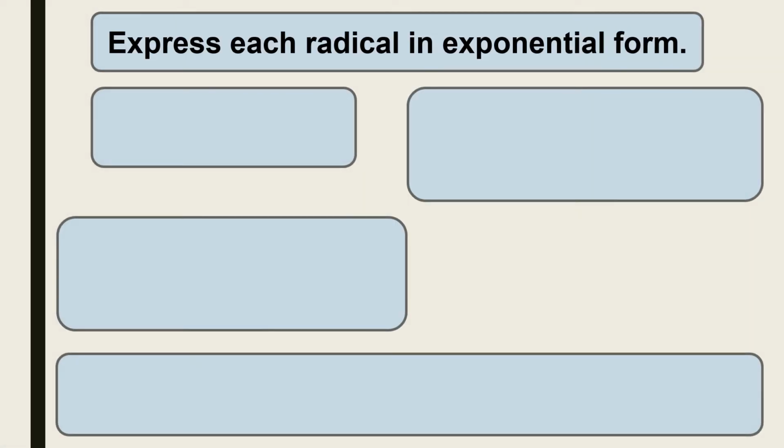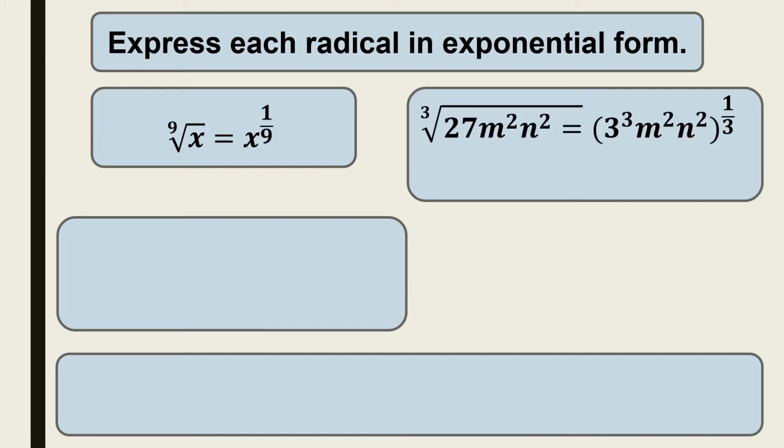So, express each radical in exponential form. As you may see, the ninth root of x is equal to x raised to 1 over 9. The cube root of 27 m squared n squared equals 3 raised to 3 times m squared n squared, all raised to 1/3. First, in this scenario, they just change it into exponential form. Then after that, it's simplified. The 1/3 distributes to everything enclosed in the parentheses, and that's it.